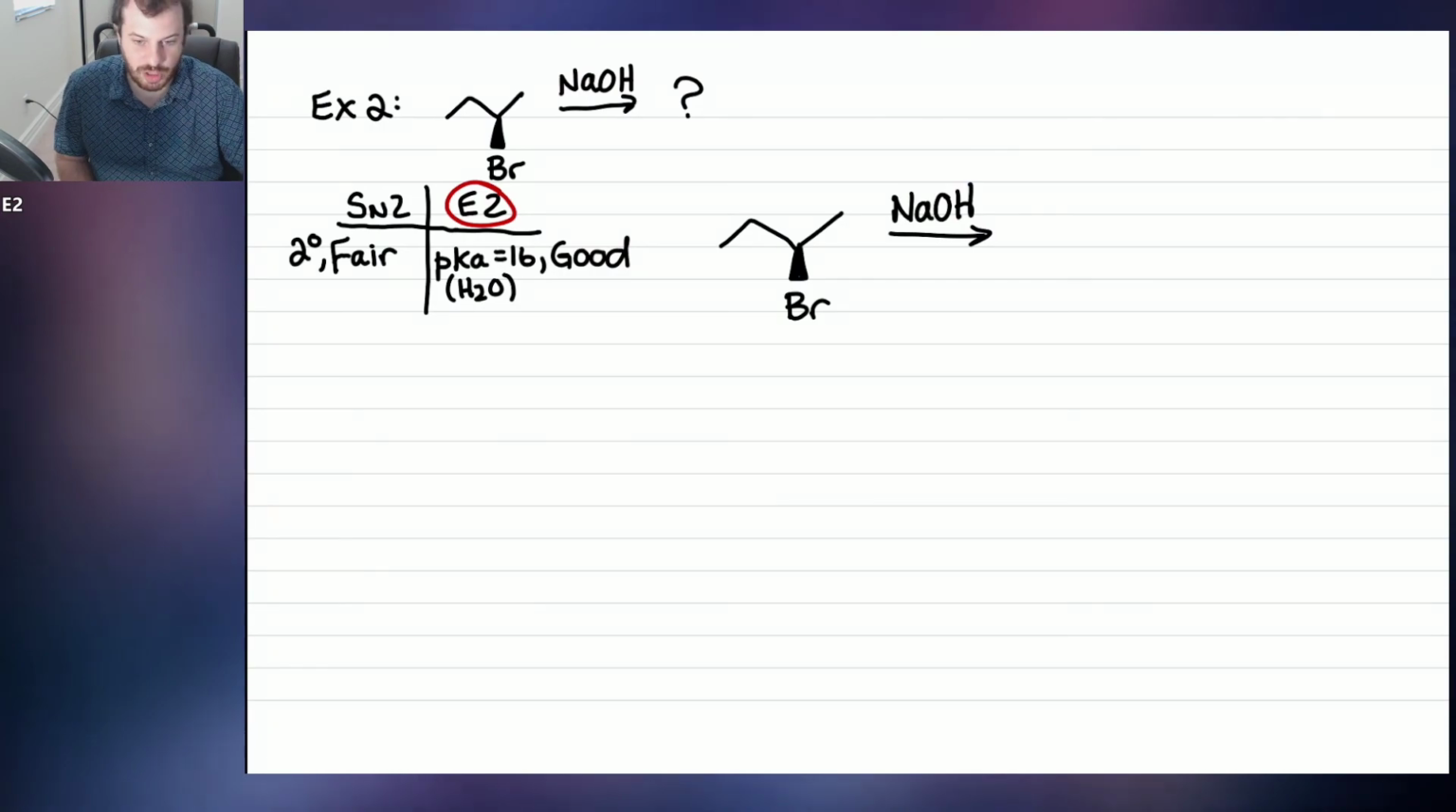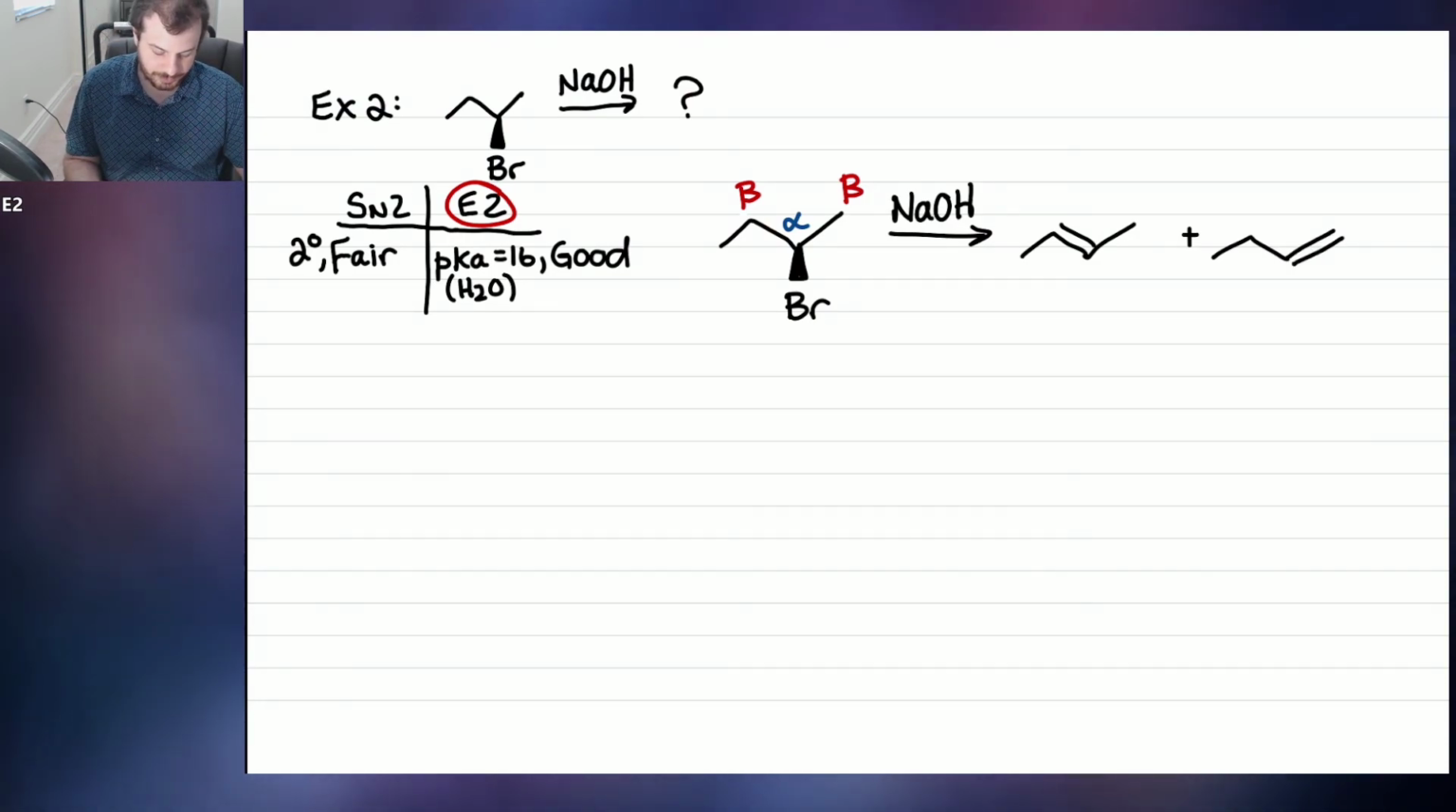And remember, to draw the product of an E2 reaction, you just draw a double bond between alpha and beta. We have alpha, but we have 2 betas. We have beta to the left and beta to the right. So that means we end up actually making 2 products. We make this product here, which is the double bond between alpha and beta to the left. And we also make this alkene, which is alpha and beta to the right. Of course, we lose our leaving group.